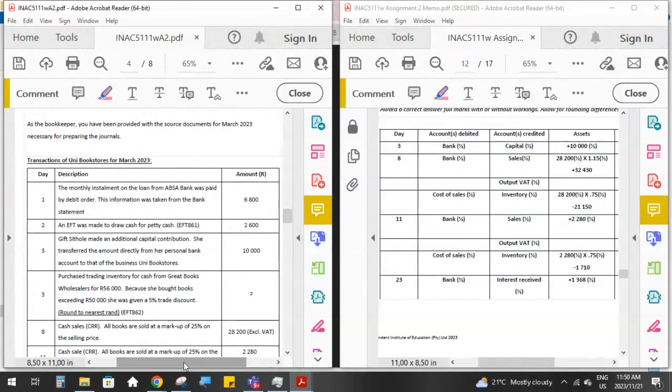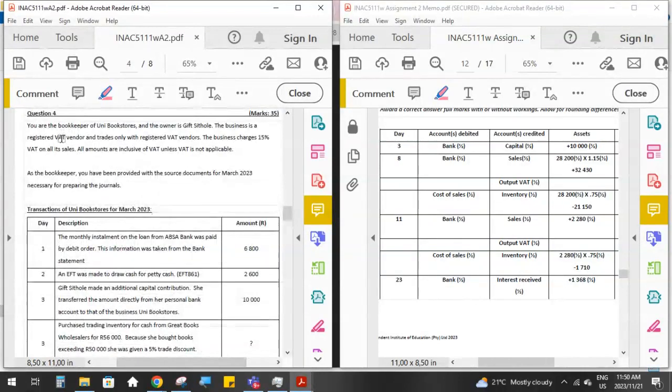I might go back to, okay, so here we go in question number 4, bookkeeper of Uni Stores. Owner is Gift Satoli. You need to take note of the owner's name. We are a registered VAT vendor, and we only trade with registered VAT vendors. So that means all transactions will include input and output VAT unless VAT is not applicable for the reason of the transaction being that we purchased a zero-rated or an exempt item from some or other vendor.